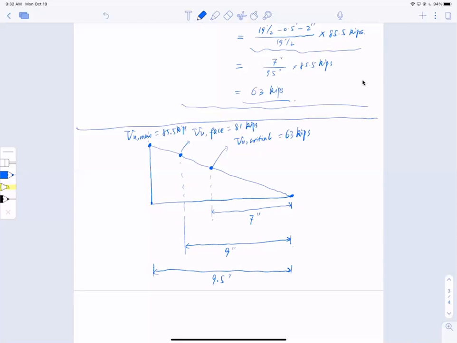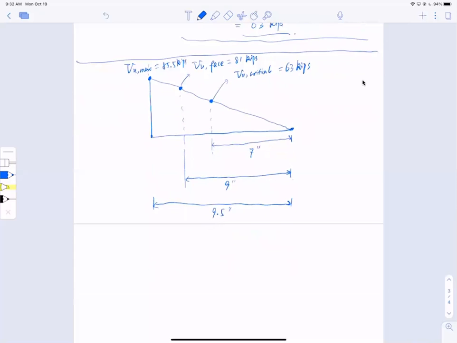All right, so how are we going to design for shear? Let's say I want you to design this beam, design shear or web reinforcement, for a T section that looks just like this.